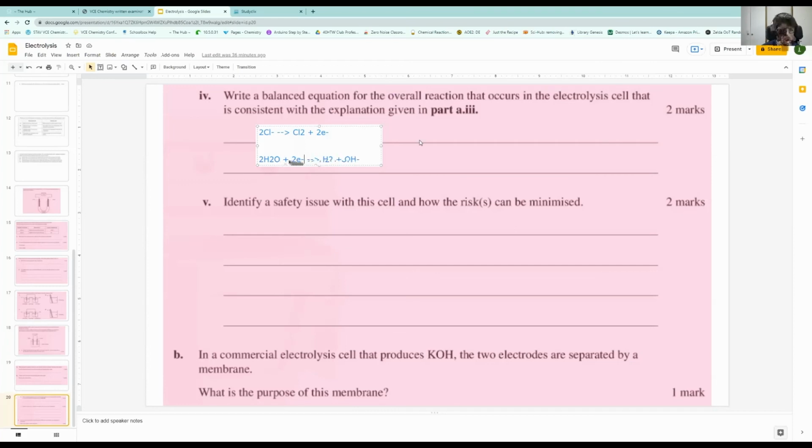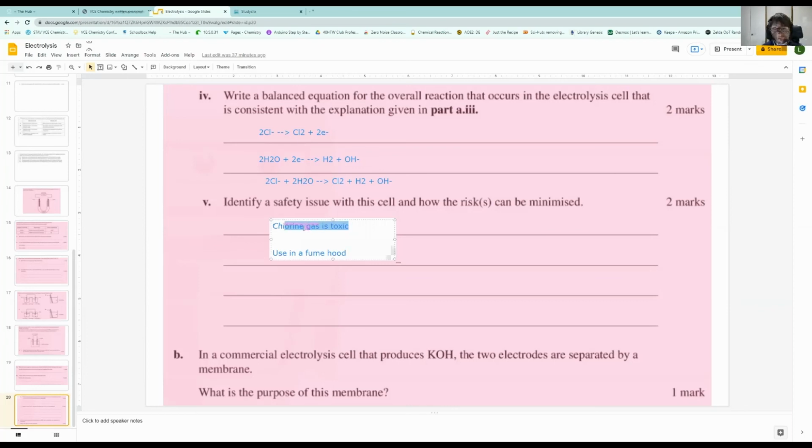We've got the same amount of electrons on either side, so we should be able to combine these together into 2Cl minus plus 2H2O makes chlorine gas and hydrogen gas and hydroxide. All right. Safety risk with this, I feel like we've kind of spelled it out over the last two. Chlorine gas is toxic. Use in a fume hood.